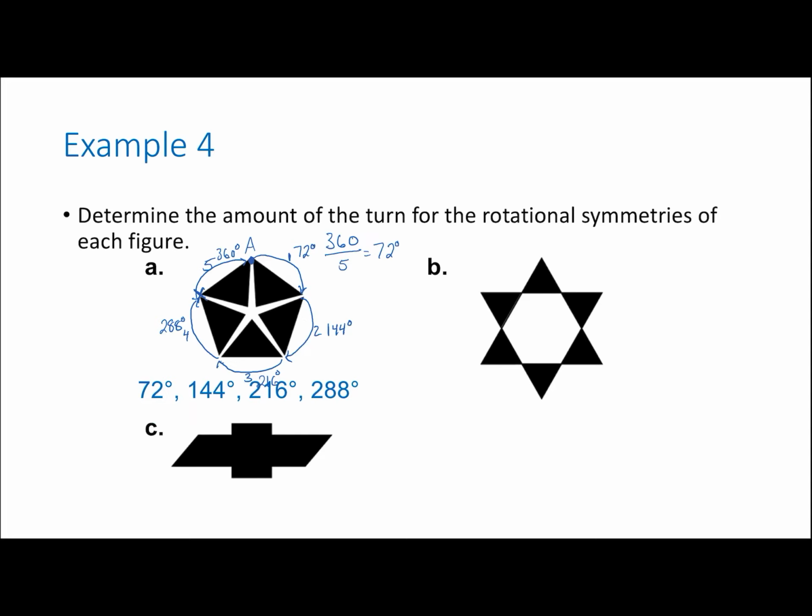Now, again, I'd encourage you to pause the video, try to do parts B and C by yourself. See how many rotations there are and figure out the amount of rotation that would have to happen to get the rotational symmetry. So if you're going to do that, I'll give you about 3 seconds to pause the video.